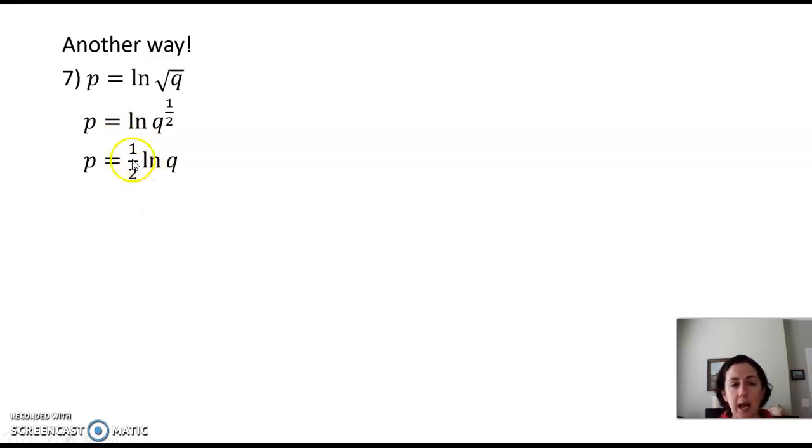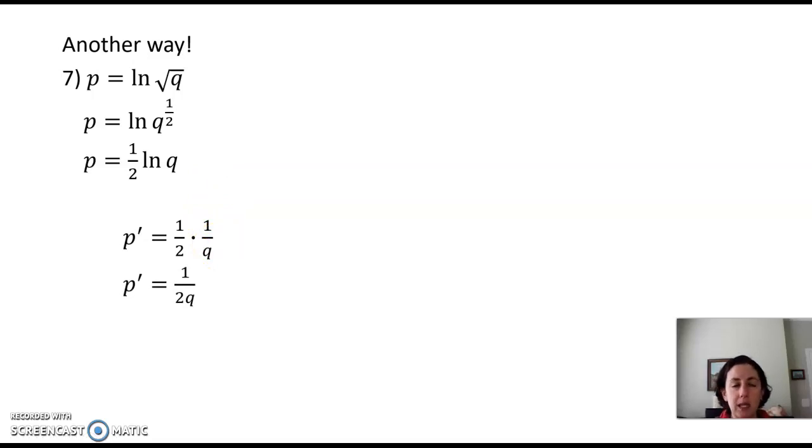So now this 1/2 is just a coefficient, and coefficients multiply in at the end. So now that I go to take my derivative, it'll be 1/2 times the derivative of the natural log of q, which is 1 over q, and that gives me that same answer of 1 over 2q.